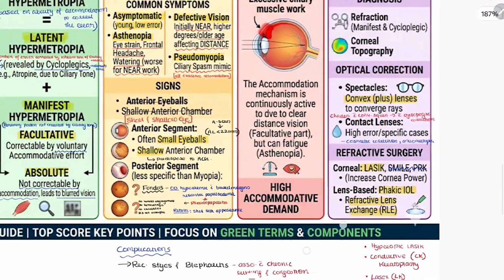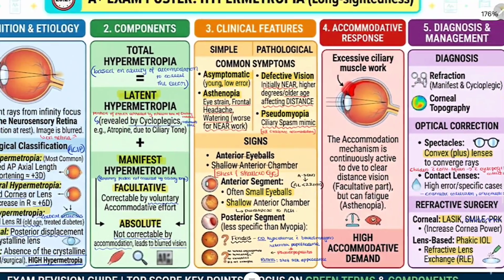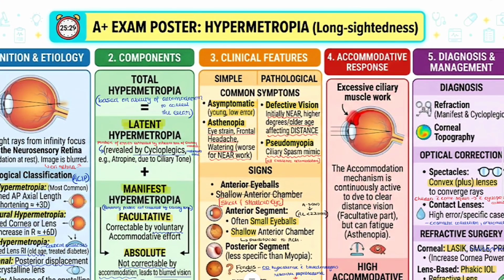So this was all about hypermetropia, somewhat opposite to myopia. So watch myopia also with this for the complete study. So thank you.